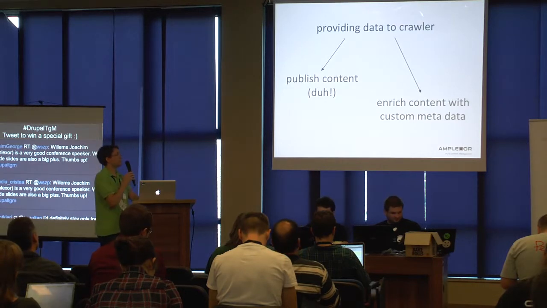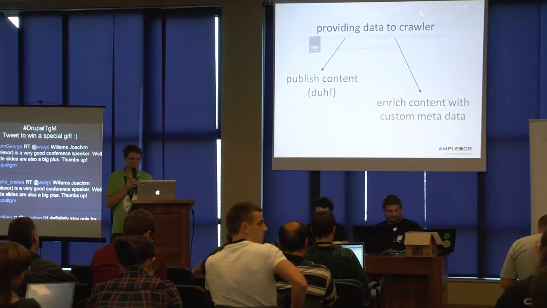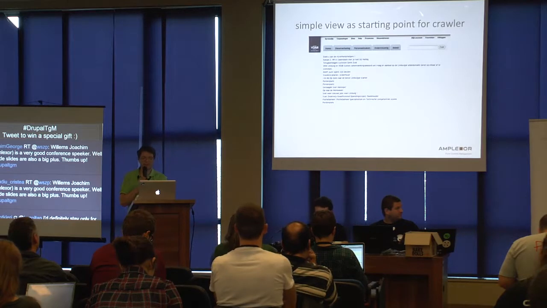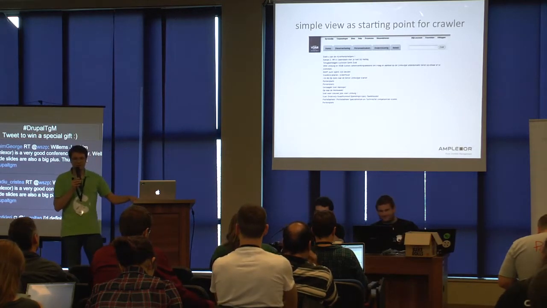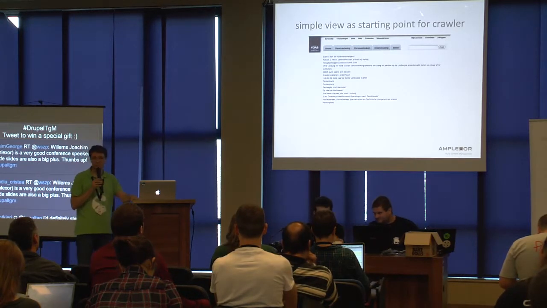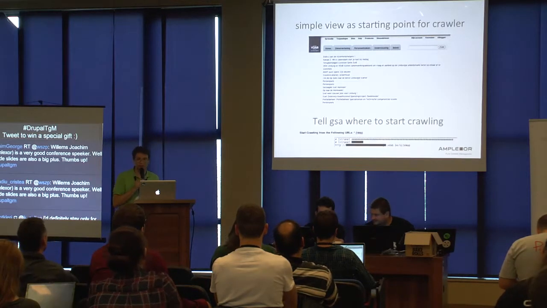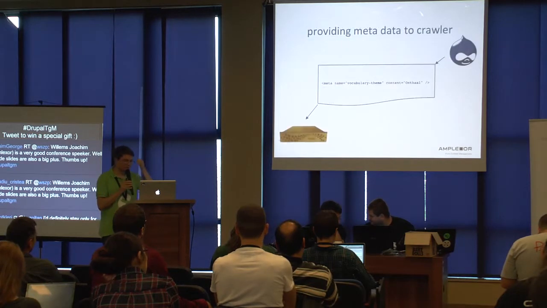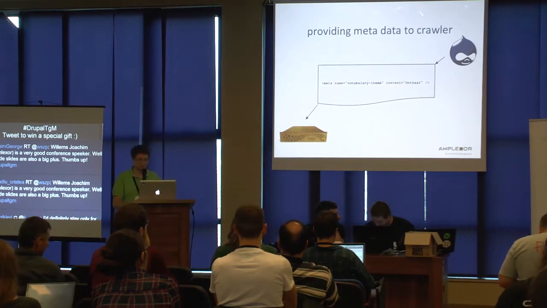Providing data, you have to publish content, and you have to enrich the content with custom metadata. This is a very simple view. It's a bit strange, but the appliance cannot handle a sitemap.xml as a starting point. So we just created a view sitemap, and we tell the appliance to start there. This is a starting point to content. You provide data to the crawler by adding meta tags with, for instance, vocabulary terms.